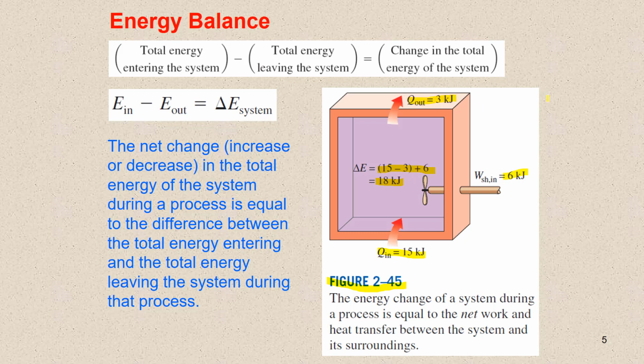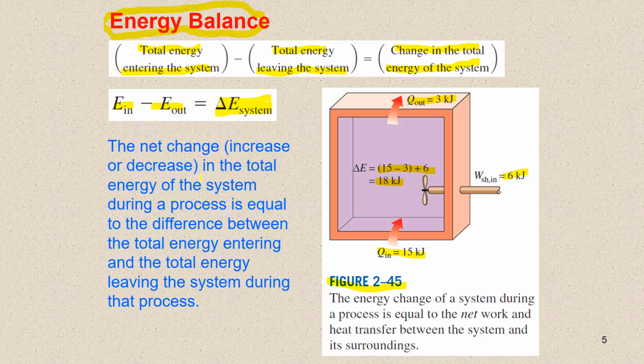Now let's look at the energy balance. In light of what we discussed before, the conservation of energy principle can be expressed as follows. The net change, that is increase or decrease, in the total energy of the system during a process is equal to the difference between the total energy entering and the total energy leaving the system during that process. You can see that in equation form: total energy entering the system minus total energy leaving the system equals change in the total energy of the system.